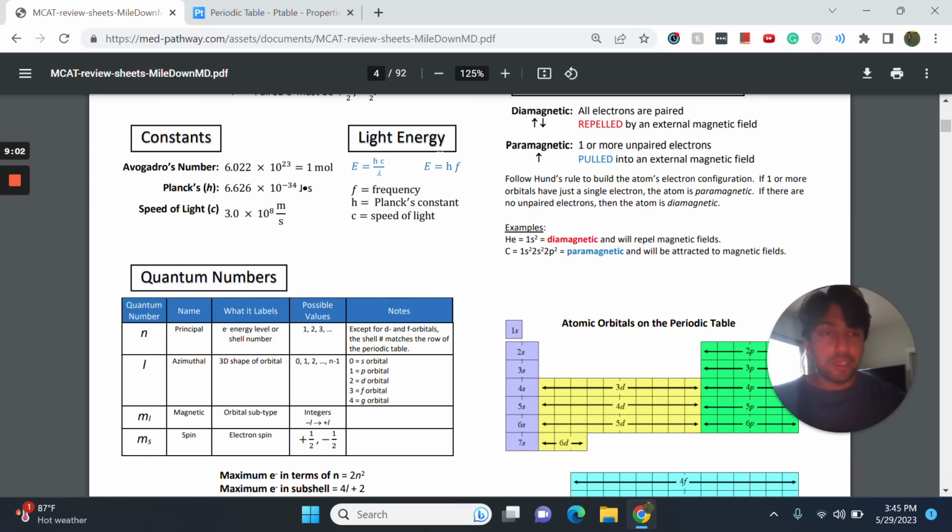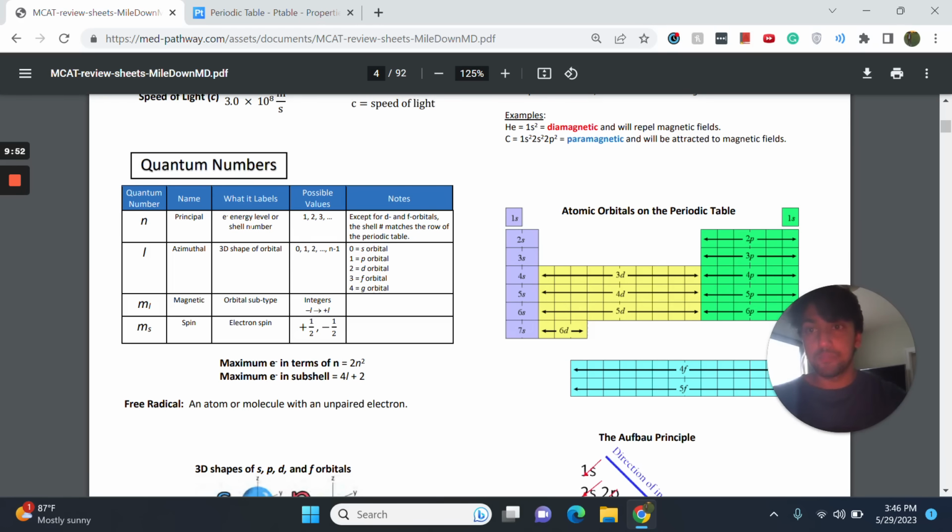Okay, the next thing we need to know is quantum numbers. Quantum numbers are 4 different terms for defining an electron that's orbiting the nucleus. The first thing is the principal quantum number, and it labels what shell number or energy level the electron exists in.